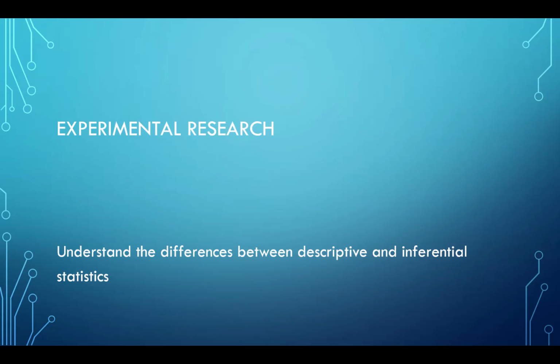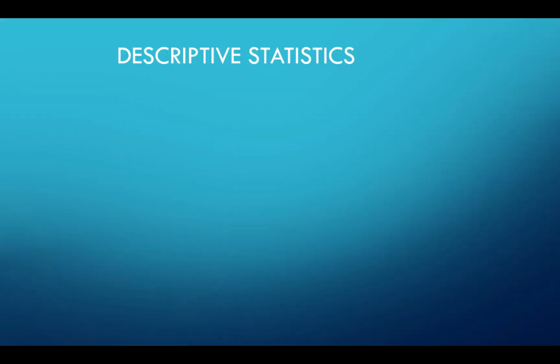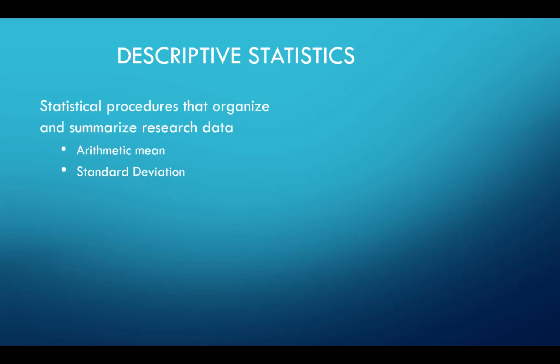In this video, we're going to talk about the basic differences between descriptive and inferential statistics. Descriptive statistics are going to help describe the data. They're going to give us a picture of what the data is. They're going to summarize and organize the research data. These would be things such as the arithmetic mean and standard deviation.